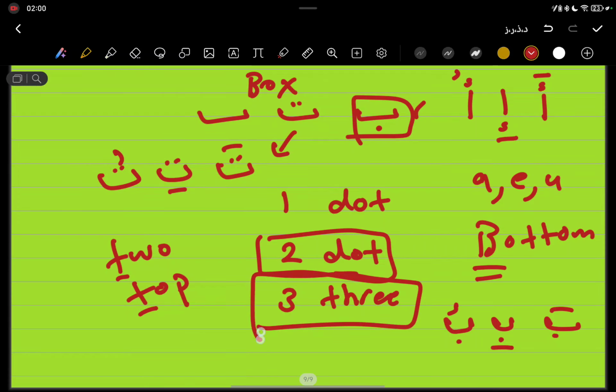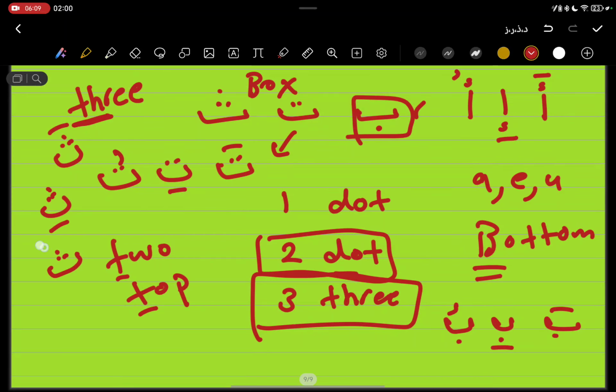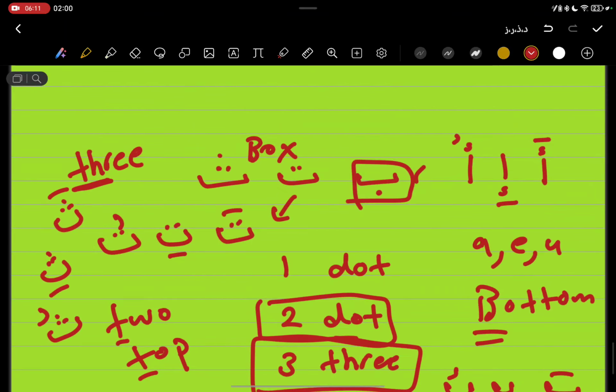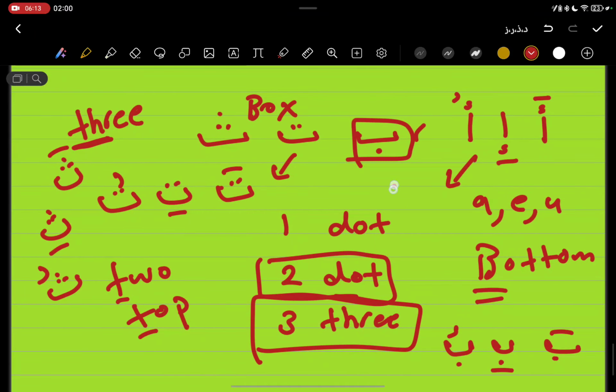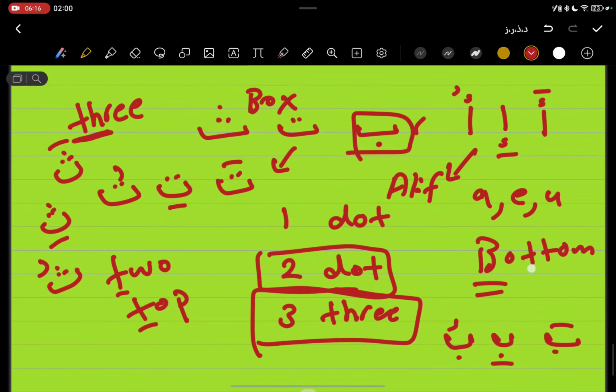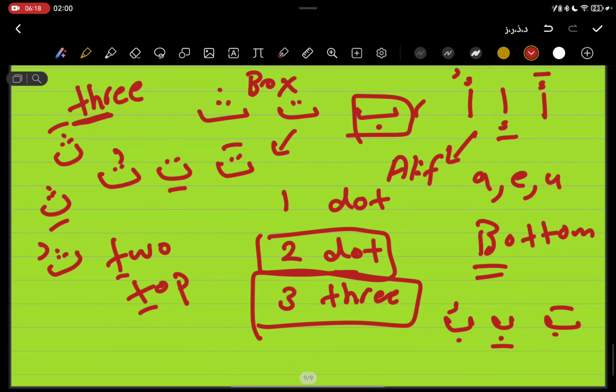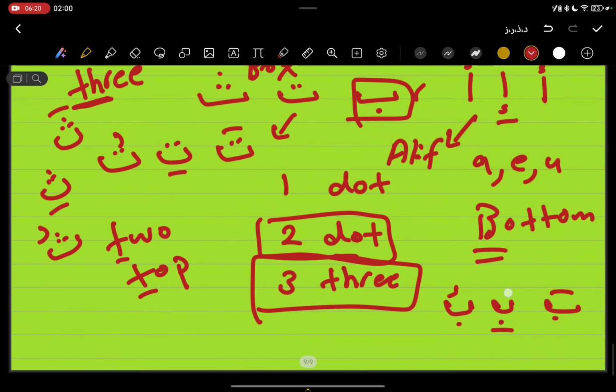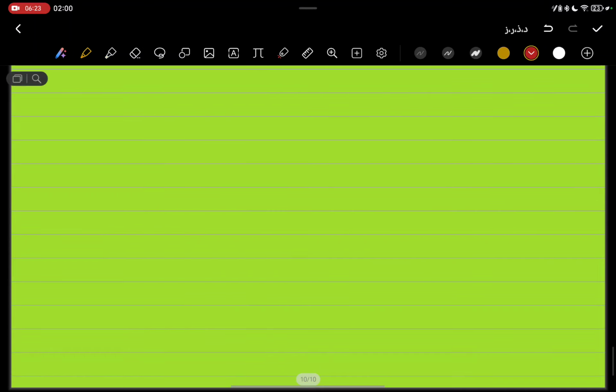Now we move to the third one, 3 dots, also on top. The first letters in 3 are TH. How do we pronounce the TH in 3? We pronounce it as the, thu, okay? So that's Aleph. This is Aleph, by the way, if you forgot. A, I, U is Aleph, the name of the letter.